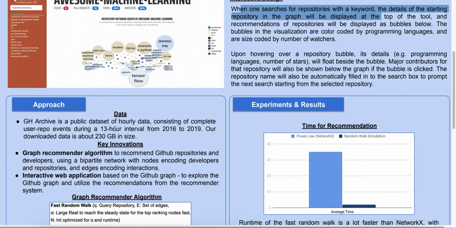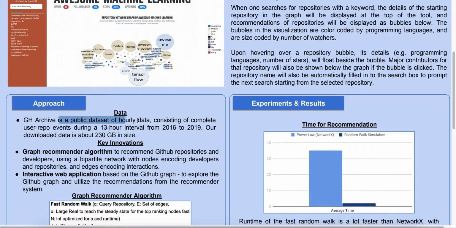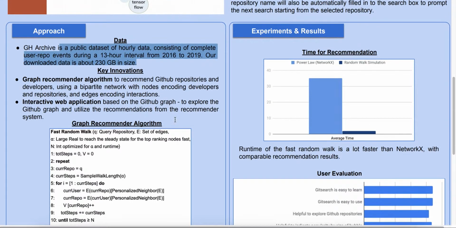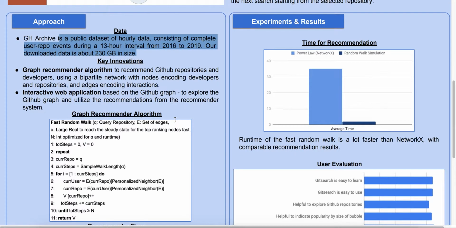The data source in our case is GH Archive, which is a public dataset of hourly data. The downloaded data is around 230 gigabytes in size. The key innovation in our tool is that we are building a graph to suggest recommendations of GitHub repositories and also developers, using a bipartite network with nodes encoding developers and repositories. Our key innovations also include an interactive web application, which is built using D3.js.